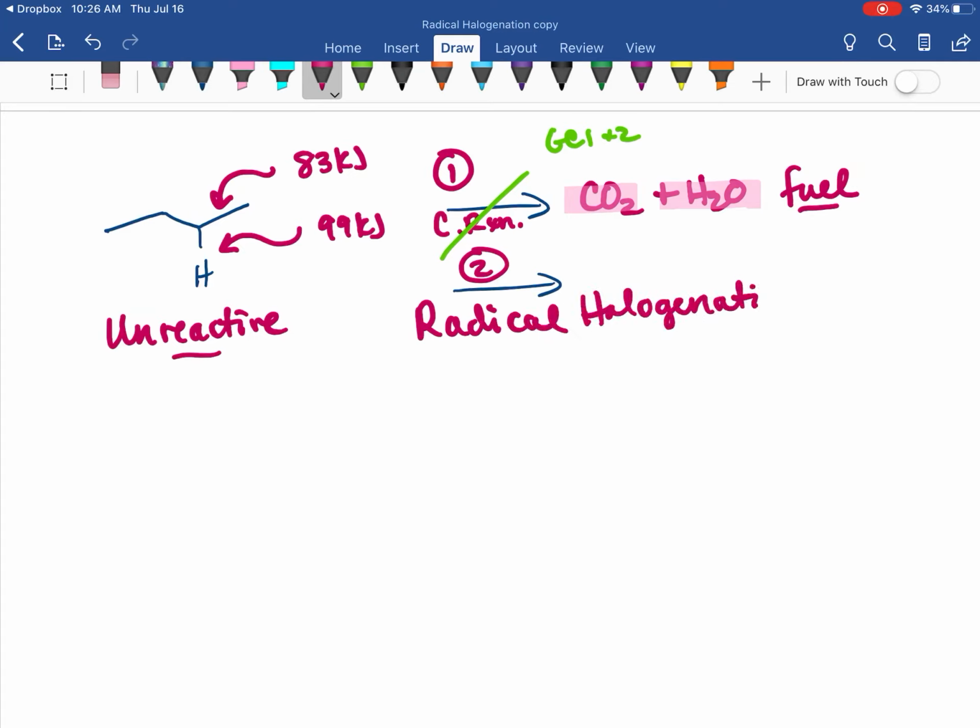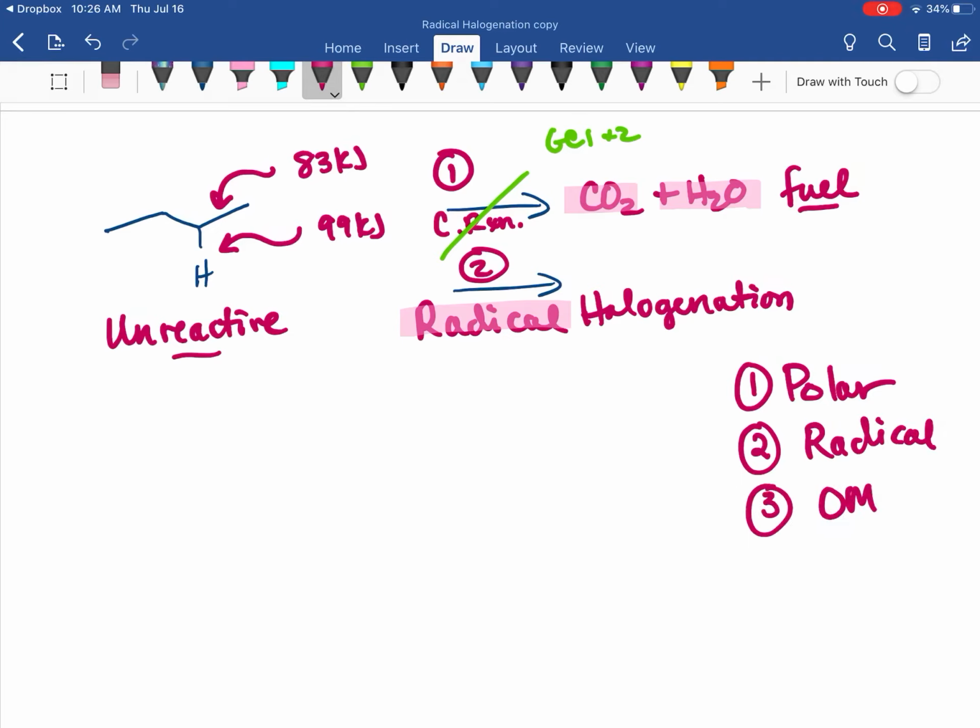And number 2 is called, you guessed it, a radical halogenation. Now, our radical halogenations are so much fun. They are really a nice classic example of a radical mechanism instead of a polar. And remember, I promised you 3 types of mechanisms this semester. We have a polar, we have a radical, and organometallic. So we're going to focus this video on a radical mechanism.